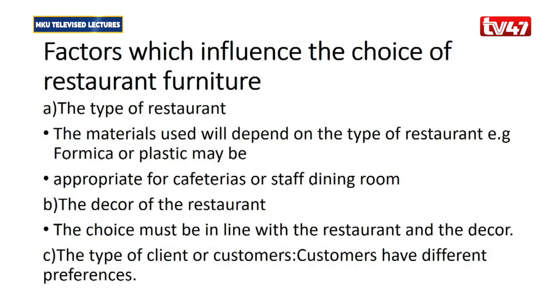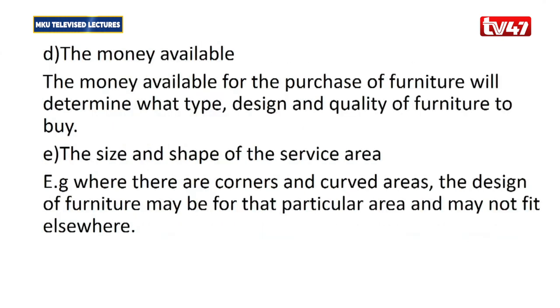Factors that will influence the choice of the furniture: we have the type of the restaurant. That means that the materials used will depend on the type of restaurant, e.g. formica or plastic. We have the decor of the restaurant. That means that the choice must be in line with the restaurant and the decor. The type of clientele or our customers. Customers have different preferences. So you need to know what your customers like or prefer and what they don't prefer.